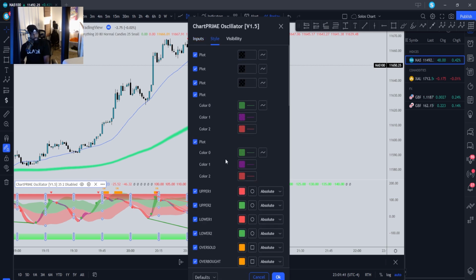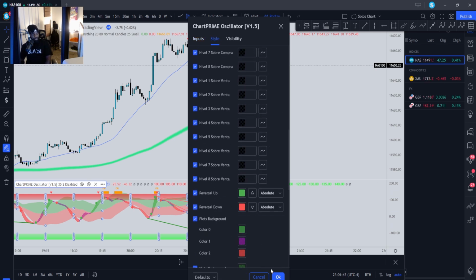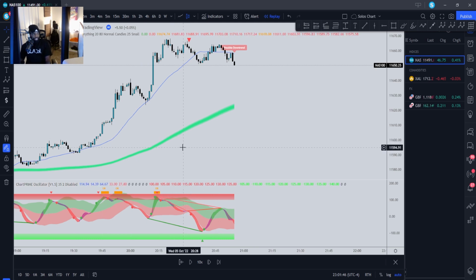So the colors, you can leave that how it is. If you guys want to change it, you absolutely can. But this is why I found this indicator to be top tier, because this is all divergence, but a lot of people don't understand what divergence really is.